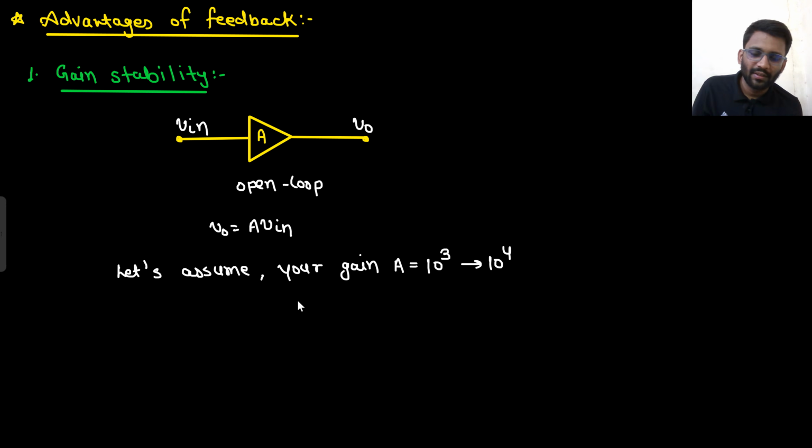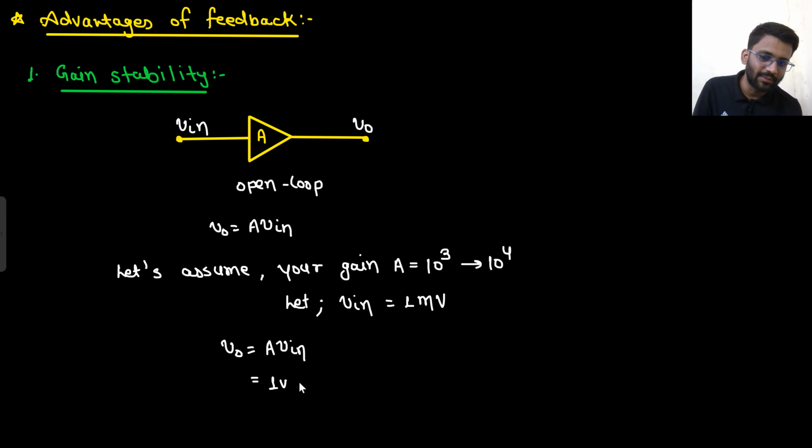And let's say your Vin is equal to 1 millivolt. So what is the output you are going to expect? Output will be A into Vin. So if your Vin is equal to 1 millivolt, what is the range of output? Sometimes you will get 1 volt output and sometimes you will get 10 volt output.